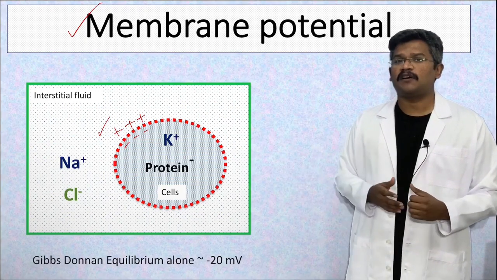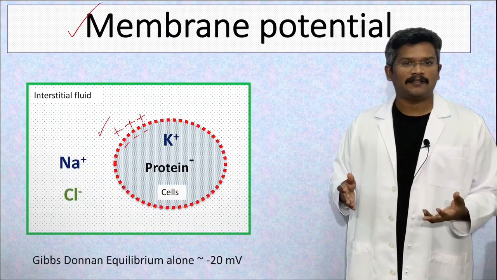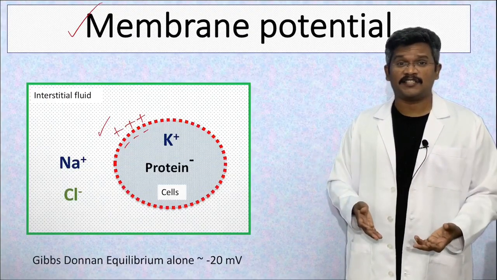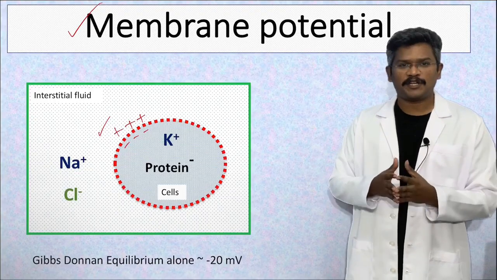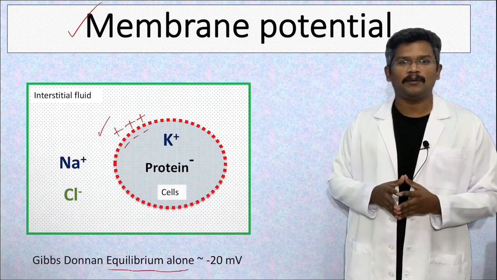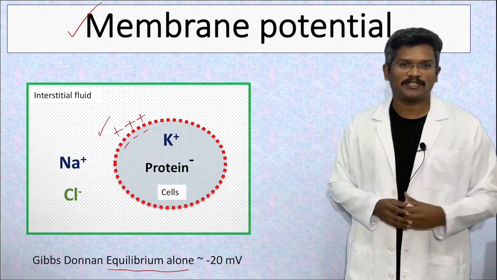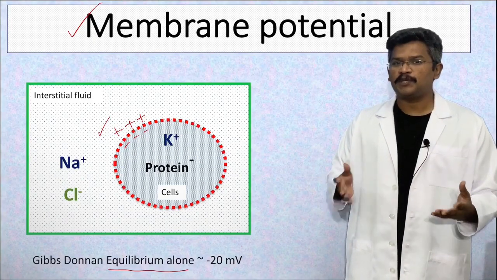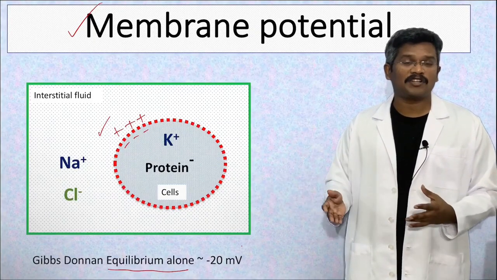The redistribution of ions by the Gibbs-Donnan effect cannot fully explain the concentration gradient existing in the cell or the magnitude of the resting membrane potential in a cell. Some estimates show that Gibbs-Donnan equilibrium alone may produce a membrane potential of about minus 20 millivolts. So, the passive redistribution of ions by this effect is not the only reason behind the concentration gradient.